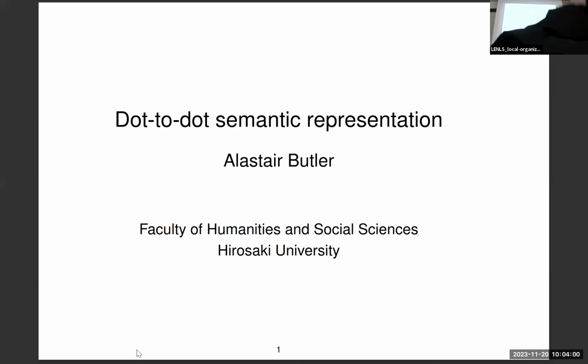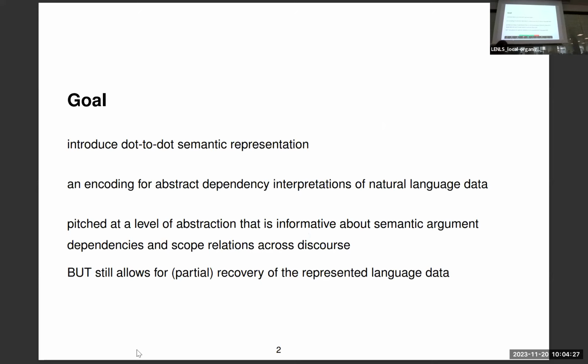Okay, so today I'm going to be talking about dot-to-dot semantic representation, which is a representation of semantic information. I'm not going to be talking so much about how the actual representation is built. That I've written about quite extensively before. So you might check out the references. But you'll get an idea anyway. So what is this representation? Well, first of all, my goals of the talk.